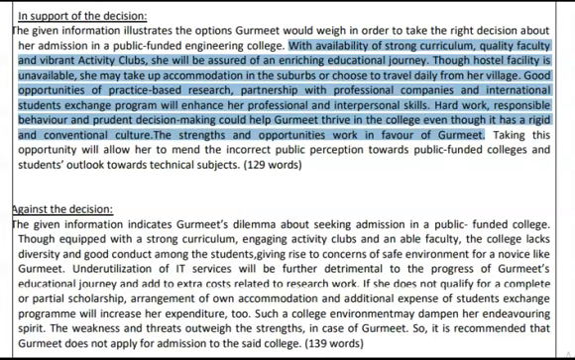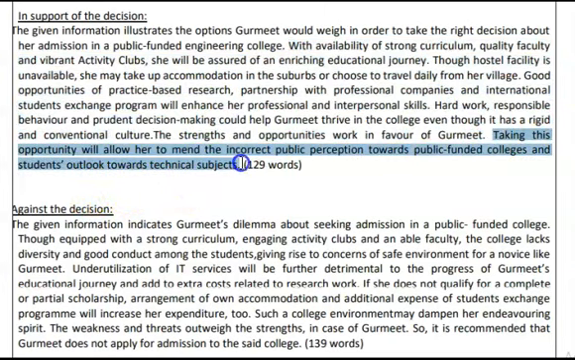And the last sentence that you will see is, taking this opportunity will allow her to mend the incorrect public perception towards public funded colleges and students' outlook towards technical subjects. So the last sentence, you can highlight it with a different color and write the concluding sentence. In this way, an analytical paragraph will be divided into 3 parts. Part 1 will be the covering sentence. The middle part will include the main points, and the concluding part will include your opinion or conclusion.